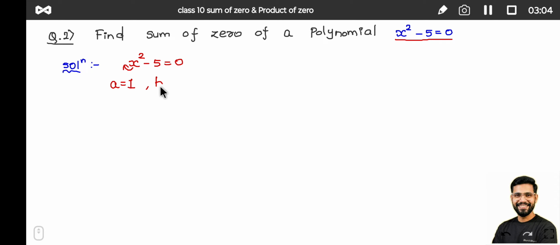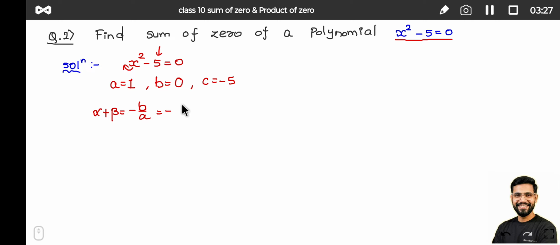Then the value of b, which is the coefficient of x. But the x term itself is not there here, which means the value of b is 0. And the value of c, which is the constant term, is minus 5. If you apply the formula, sum of zeros, alpha plus beta, is equal to minus b upon a. So minus the value of b, which is 0, upon a, which is 1. So the final answer is 0.